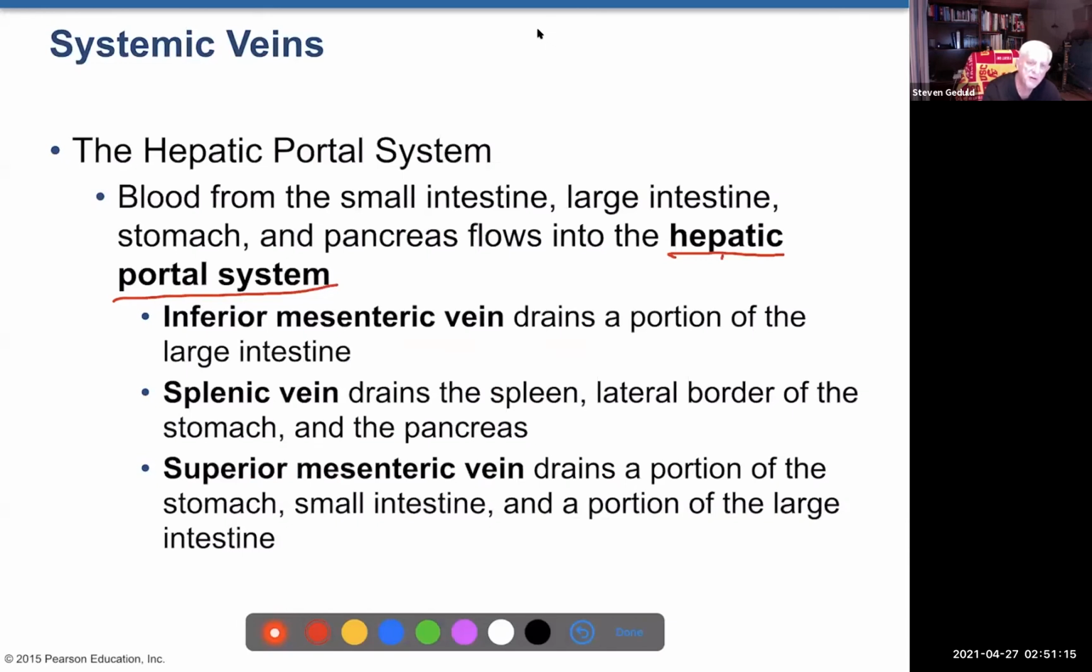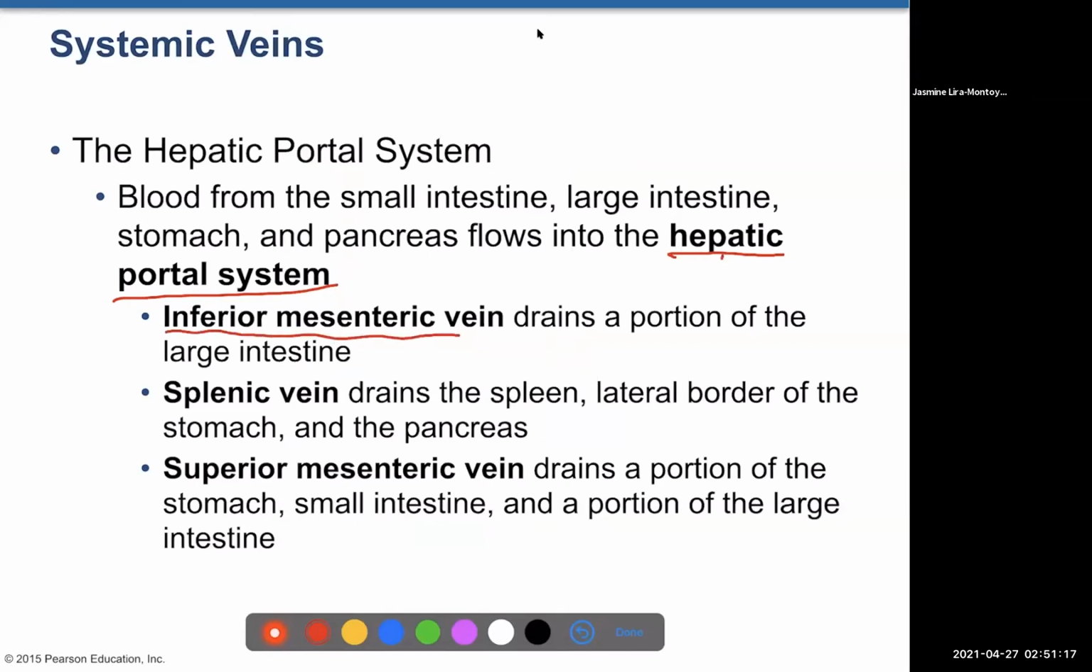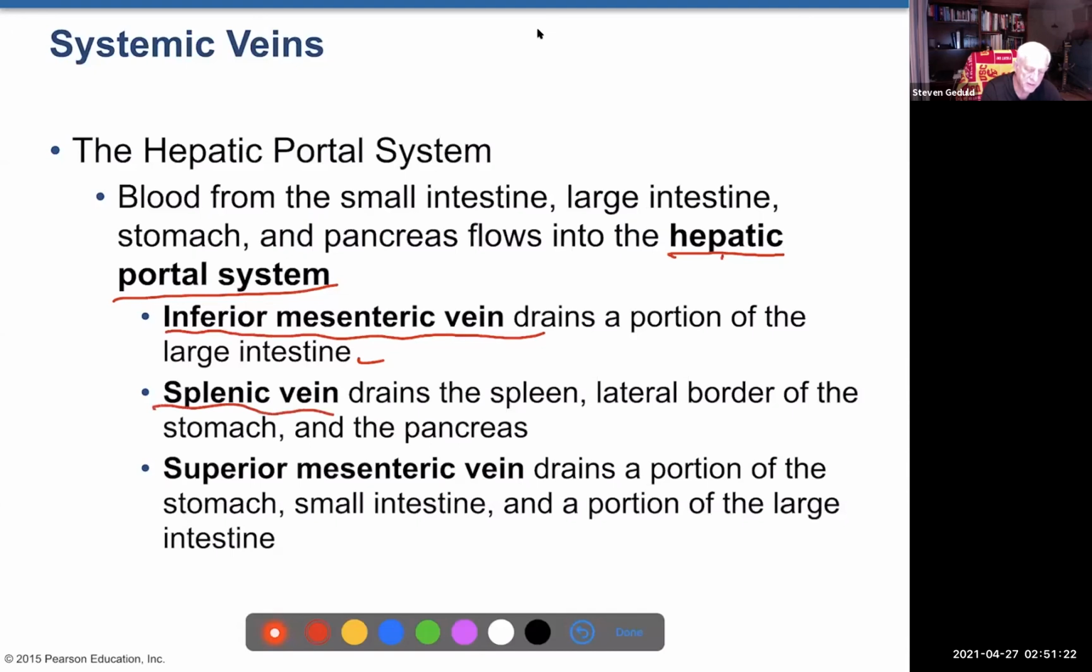You have the inferior mesenteric vein, which drains a portion of your large intestine. The splenic vein drains your spleen and the lateral border of the stomach and the pancreas. The superior mesenteric vein drains a portion of the stomach also, the small intestine, and a portion of the large intestine.